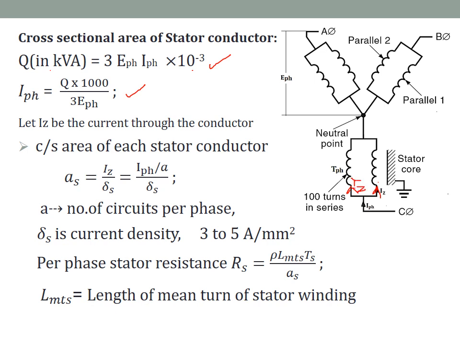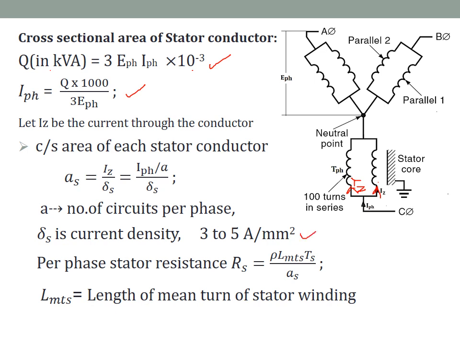IZ. This is also IZ. Now, depending upon the current through the conductor, we have to calculate the cross-sectional area of the conductor. So AS, the cross-sectional area of the conductor, is equal to IZ by delta S. Delta S is the current density. So IZ is equal to IPH divided by AA, the number of parallel paths. Delta S, we can assume 3 to 5 ampere per mm square.